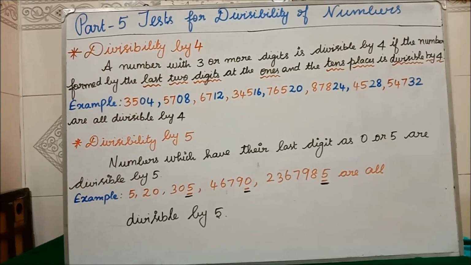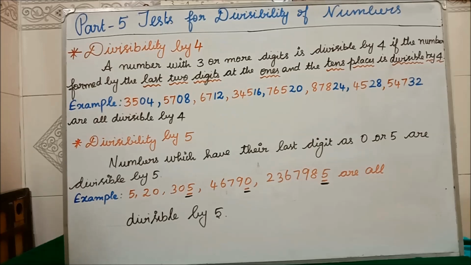So, whenever they give a number and ask you to check whether it is divisible by 4, you have to immediately think of the last 2 digits. When the last 2-digit number is divisible by 4, then the full number is divisible by 4. Clear, students? Okay, now we will see the divisibility by 5.